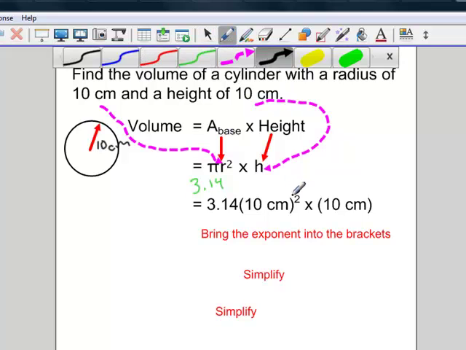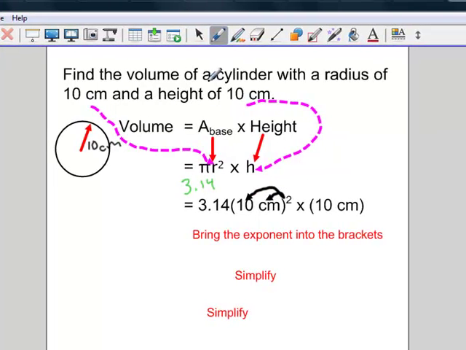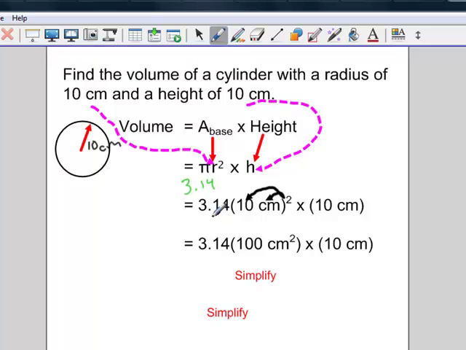Then next, we need to bring the exponent 2 into each of the items in the bracketed expression. 10 squared is 100, and centimeters squared is centimeters squared. Just a reminder that any items that you don't do in a calculation in a step must be carried down to the next line.